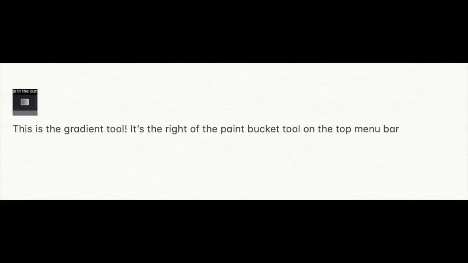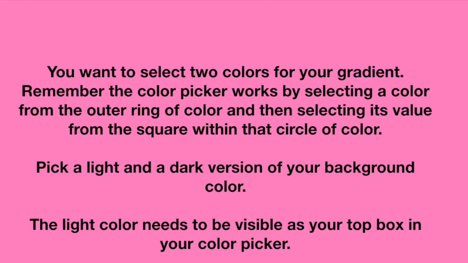Now we're ready for a background gradient, so we will begin using the gradient tool. The gradient tool is on the top menu bar to the right of the paint bucket, and it looks like a rectangle that has been shaded in from dark to light. In order for the gradient tool to work, you're going to select two colors. The color picker works by selecting a color from the outer ring and then selecting its value from the square within that circle. Pick a light and a dark version of your background color, or two completely different and opposite colors. I would recommend that the light color be visible as your top box in your color picker.